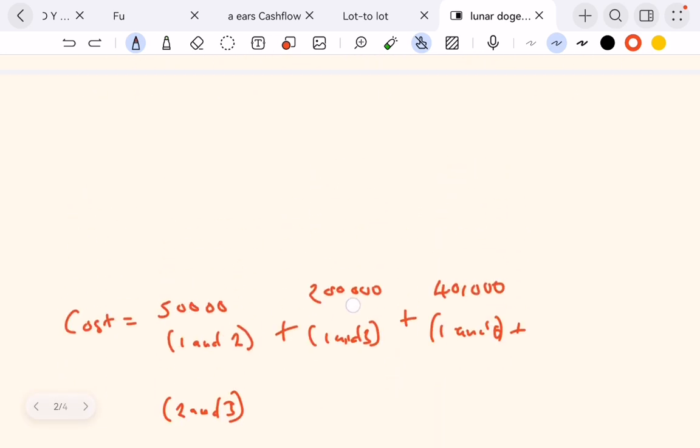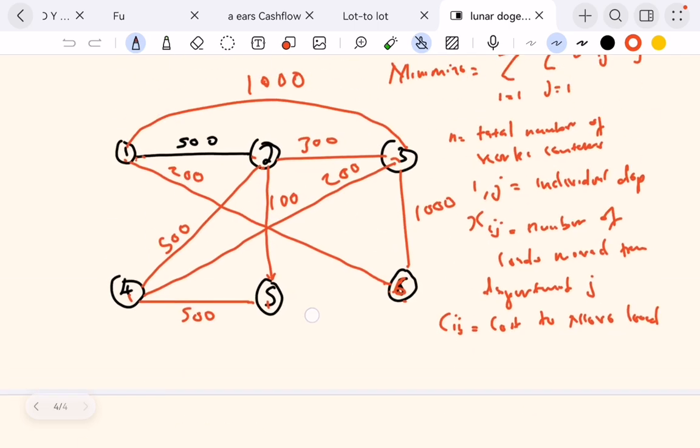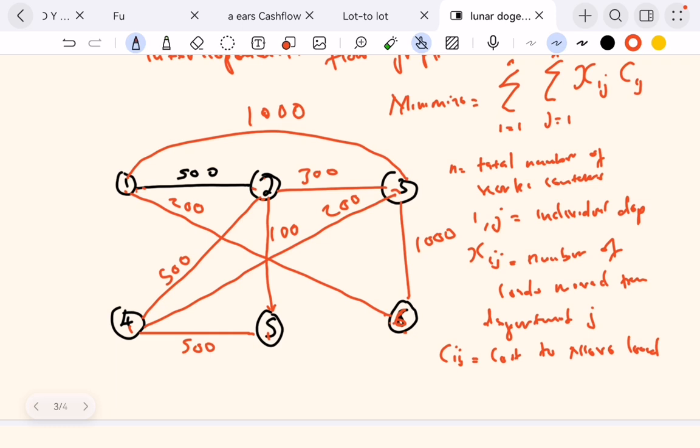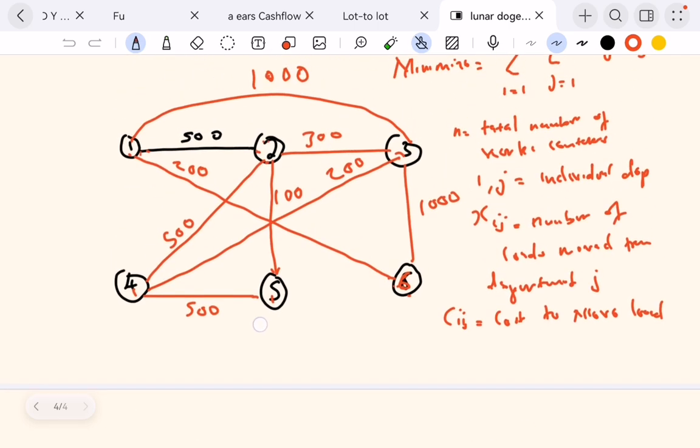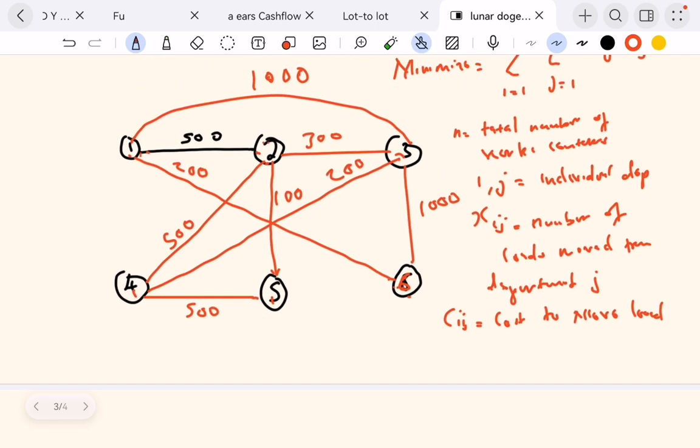Yes. So 1 and 2, it's near. So no wonder the charge is 100 kwacha. So it will be 500 times 100 kwacha. We got 50,000. From 1 to 3, the charge is 1,000, but you're crossing department. You have to pass 2, then you go to 3. So they will charge you 200.